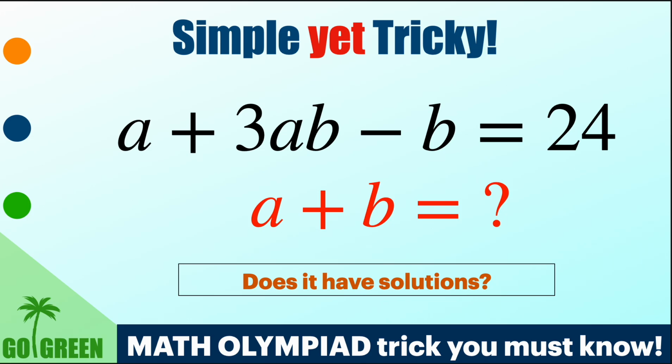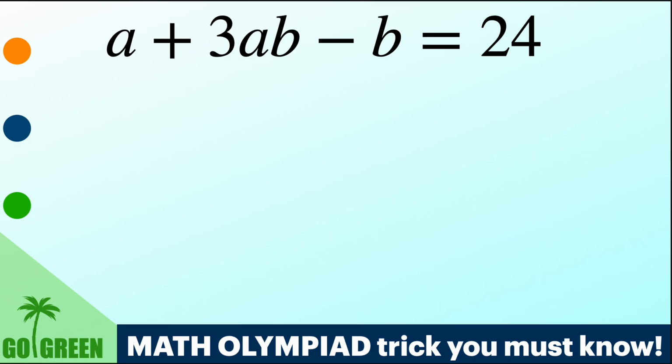For example, if you directly calculate, after some manipulation you can calculate a plus b to be some number. But if you just answer that, it will be a wrong answer. So we'll see what it actually means. Let us start with this expression, which is given: a plus 3ab minus b equals 24. So how do we solve this for a plus b? Directly there is no way we can see. No visible way here. If we take a common or b common, nothing great happens.